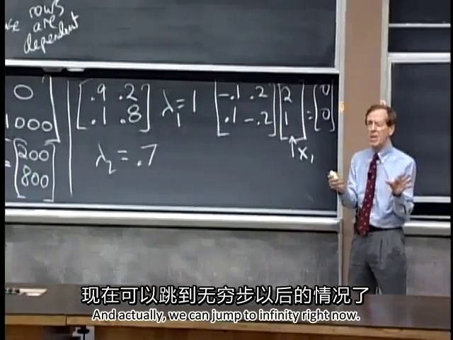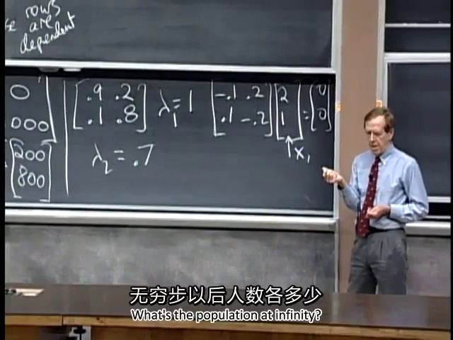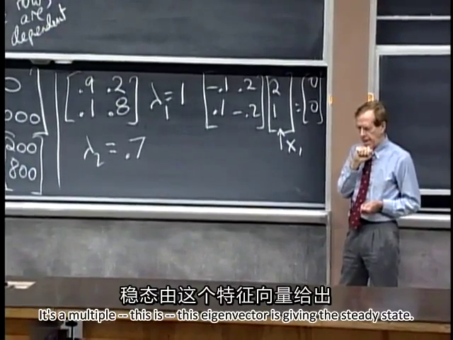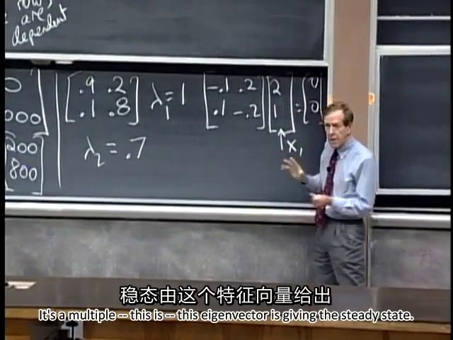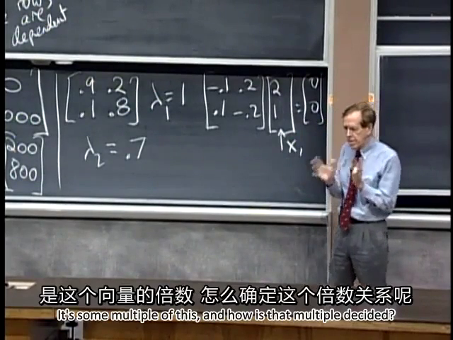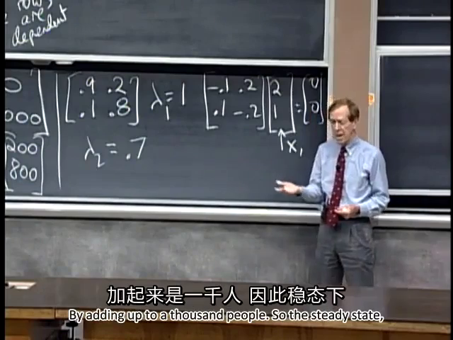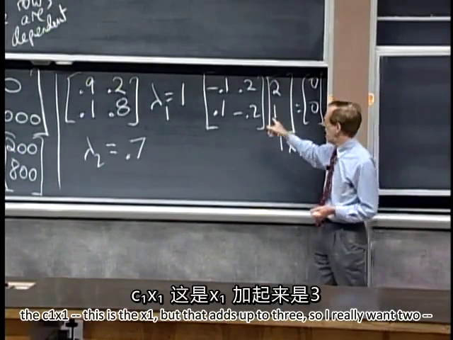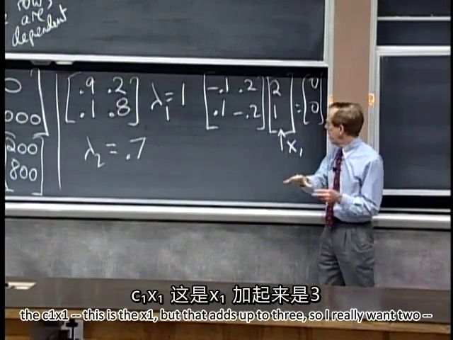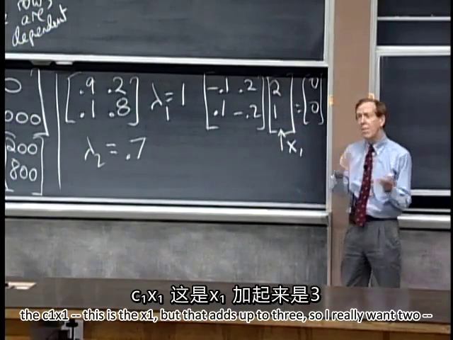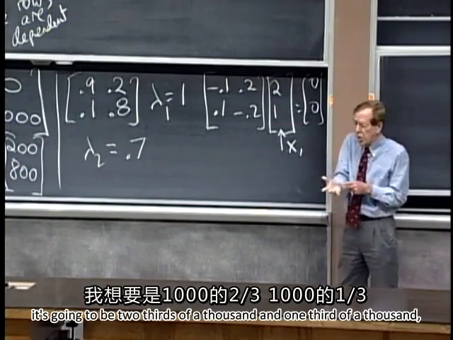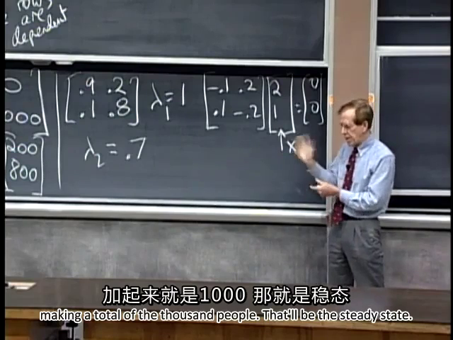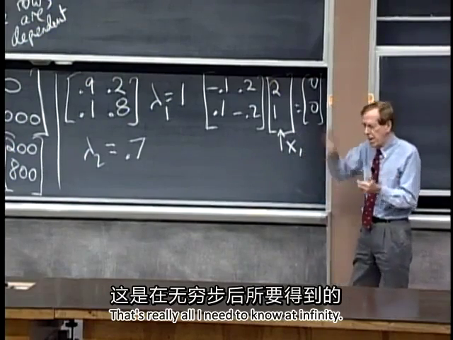And actually, we can jump to infinity right now. What's the population at infinity? It's a multiple. This eigenvector is giving the steady state. It's some multiple of this, and how is that multiple decided? By adding up to 1,000 people. So the steady state, the c1 x1, this is the x1, but that adds up to 3. So I really want 2/3 of 1,000 and 1/3 of 1,000, making a total of 1,000 people. That'll be the steady state. That's really all I need to know at infinity.